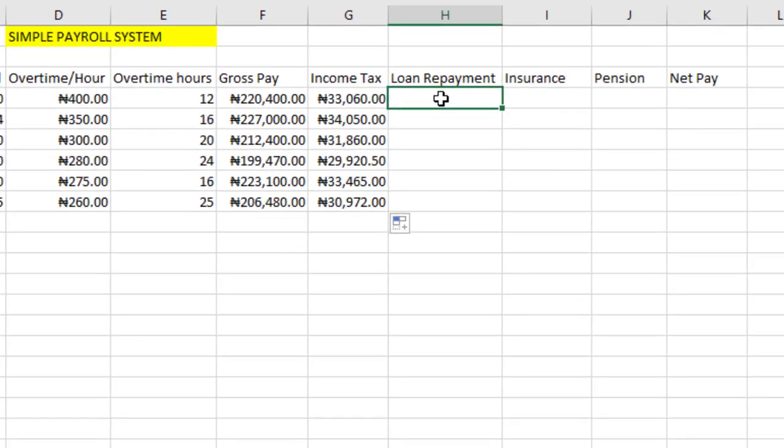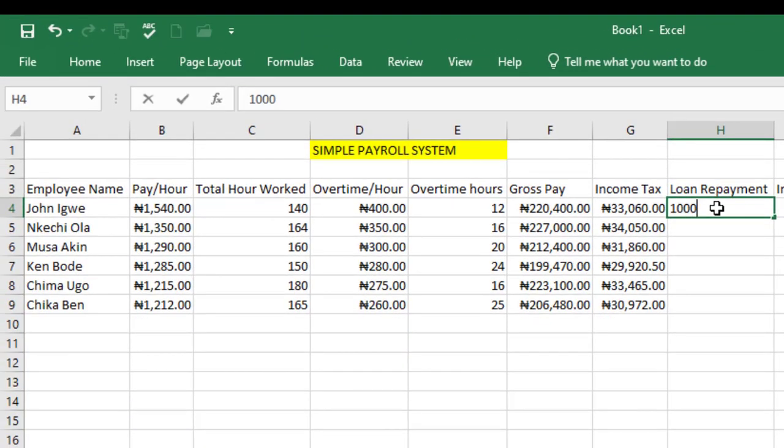Now, let's assume some of these individuals are on loan and then they have to repay whatever they have borrowed. So on a monthly basis, let's assume that different individuals will be deducted different amounts. Then some of them are not on loan, so you will meet whoever that is not on loan. Let's say Igwe is on loan, and then every month, 1,000 naira is deducted from his pay. So, and then Kichi is not on loan, but Musa is on loan, and then every month 500 naira is deducted. So Ken Bode is not on loan.